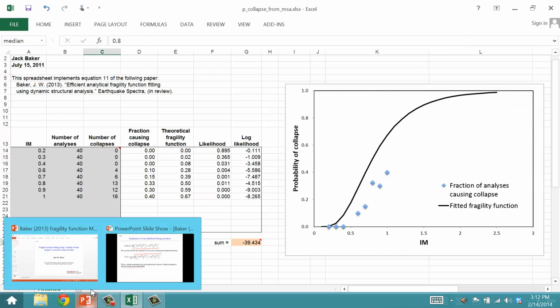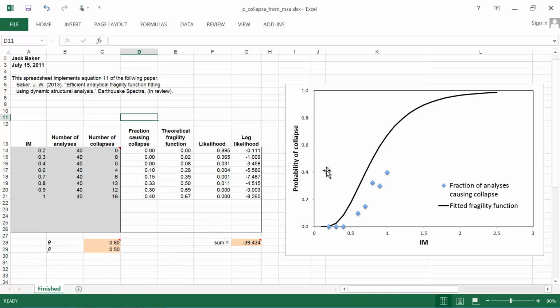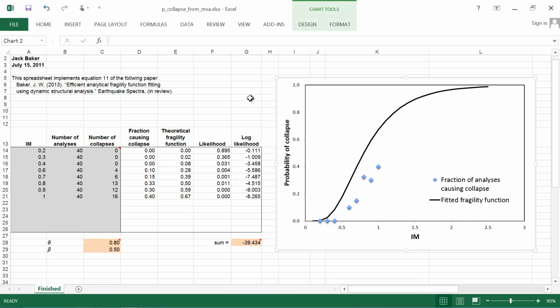Okay, so this is the spreadsheet. I've rearranged the figure just slightly, or put this plot in a slightly different place than on the spreadsheet, so that we can see everything in one screen here. But this is exactly the spreadsheet that's on that website that I listed. And here's how things work.